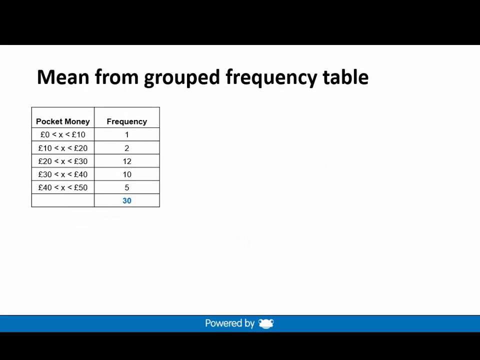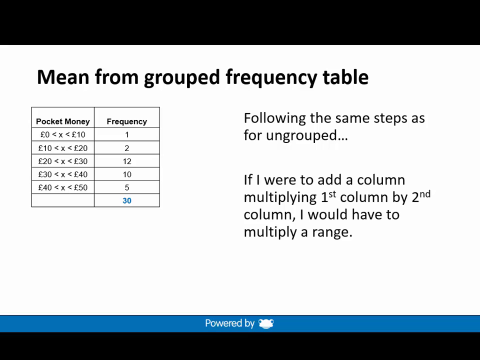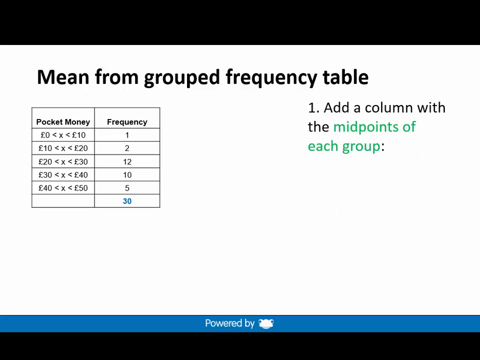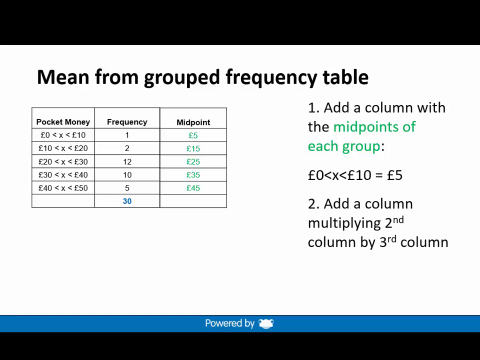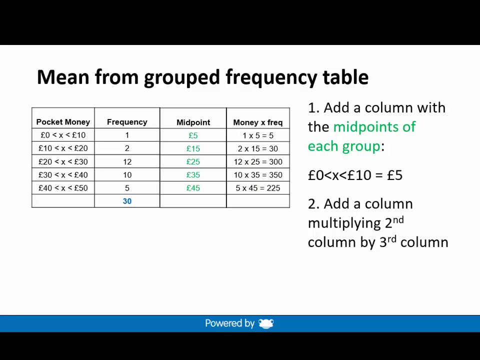If we now think about grouped frequency tables, if I followed the same steps as for ungrouped, I would need to add a column multiplying the first column by the second column, but that would leave me having to multiply a range. Instead, I add a column with the midpoints of each group. So if we look at 0 to 10 here, the midpoint is 5, and I can create the midpoint column following this principle.